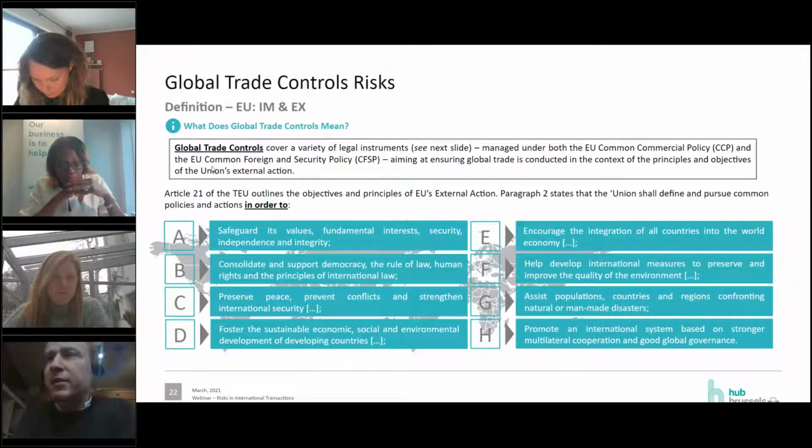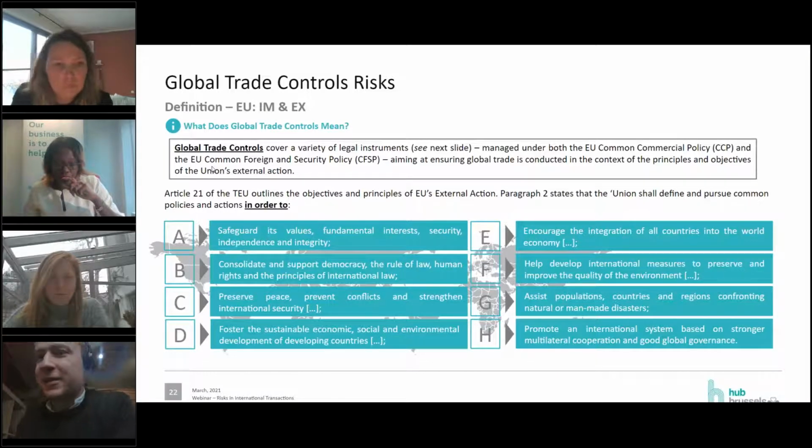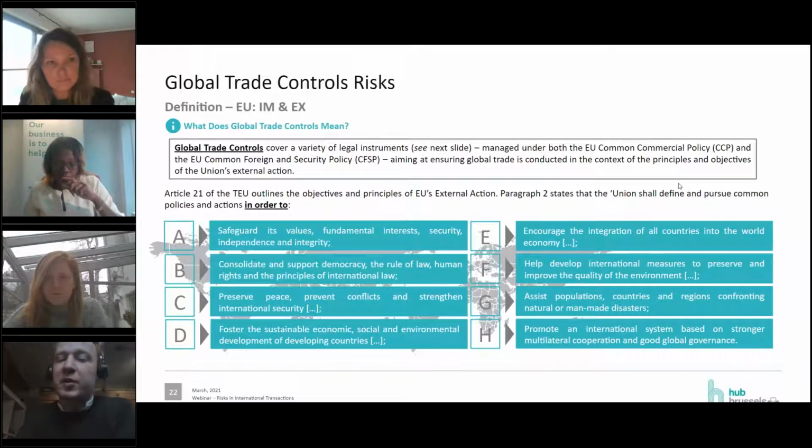As mentioned on the screen, you can see that global trade controls cover really a variety of legal instruments that I will present on the next slide, managed under both the EU Common Commercial Policy and the EU Common Foreign and Security Policy. These legal instruments aim really at ensuring that global trade is conducted in the context of the principles and objectives of the European Union external actions. Okay, it sounds complicated, maybe high level. Just maybe some examples of these principles and objectives of the European Union external actions.